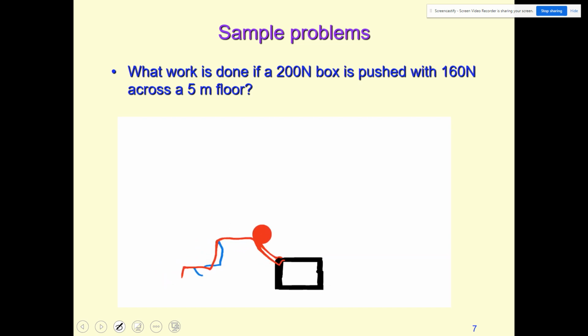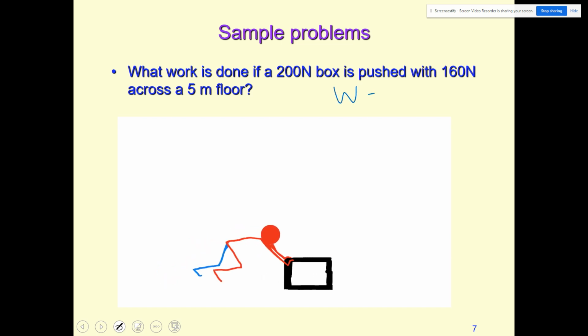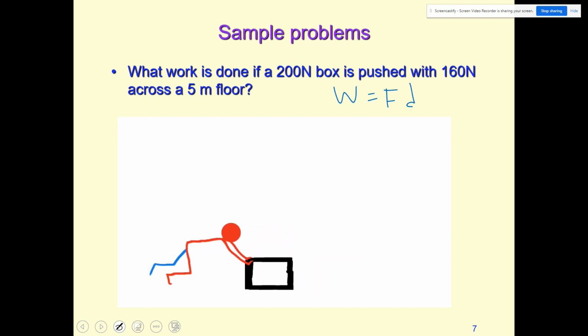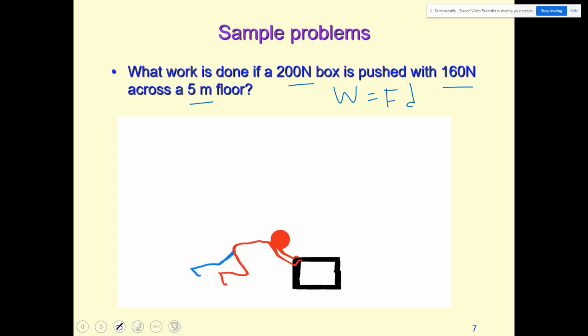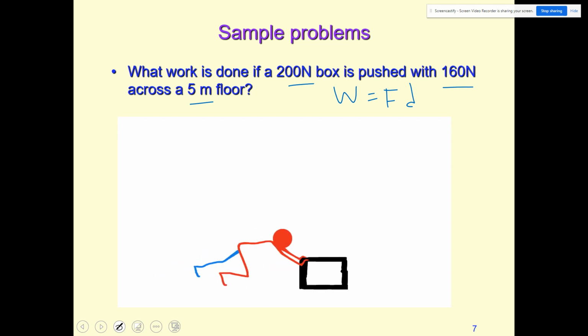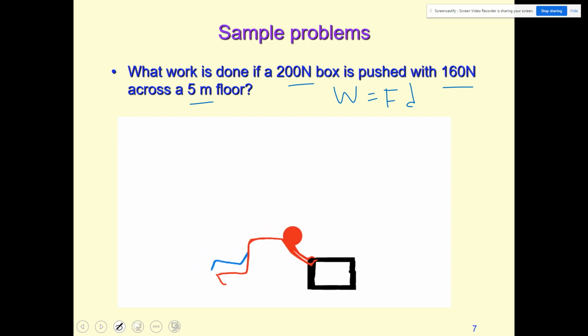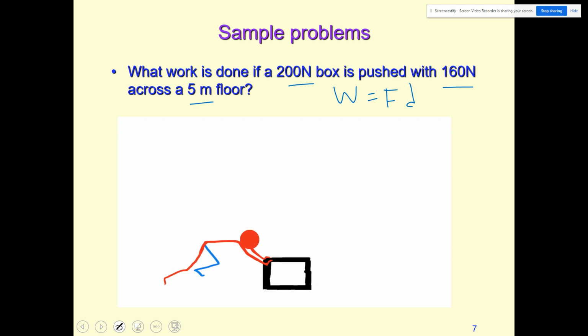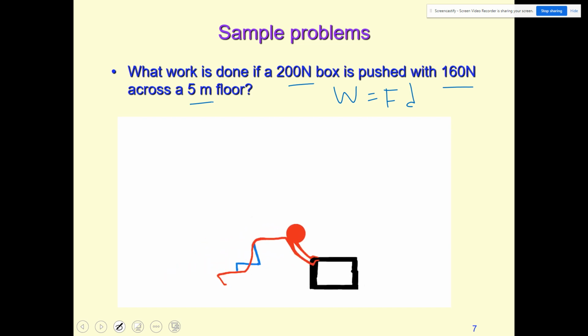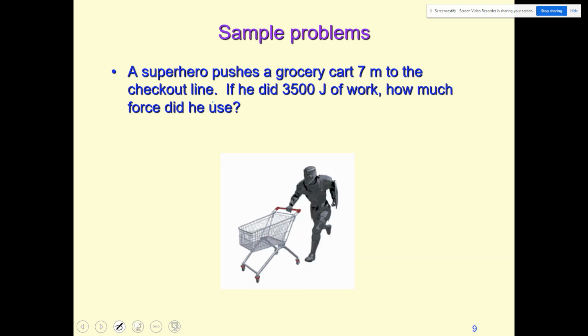Here's another question. What work is done if a 200 newton box is pushed with 160 newtons across a 5 meter floor? Well, work again is force times distance. Here is a force, here is a force, here's a distance. Which force do we use? We only use the force associated with that change in position. So it's being pushed across the floor with 160 newtons. It doesn't really matter that it's a 200 newton box. So we plug those numbers in, and what do we get? 800 joules.